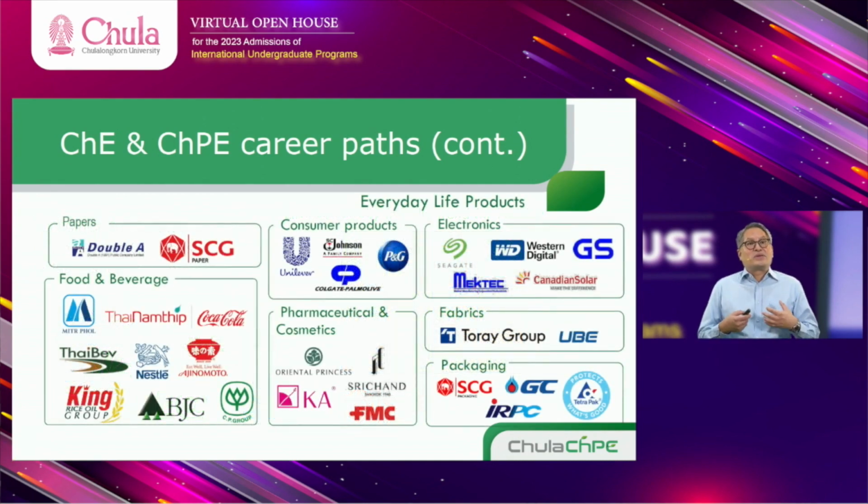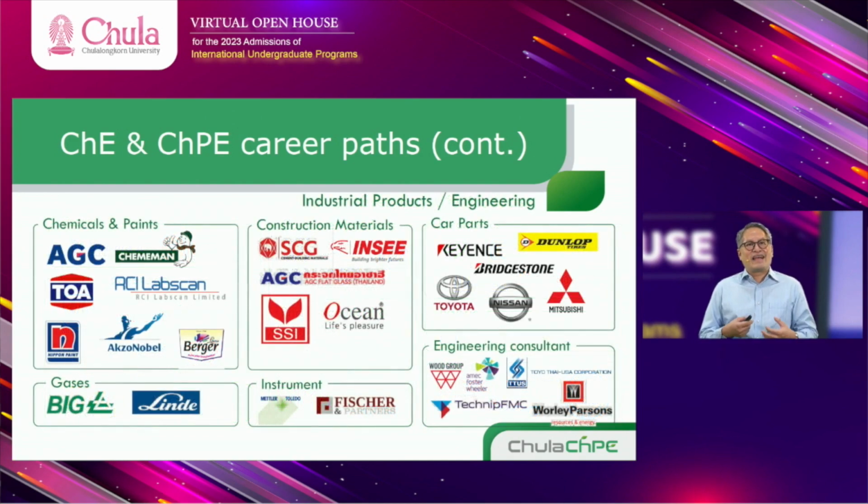But chemical engineering also works in various fields that you experience in everyday life, such as the paper industry, food and beverages, consumer products, pharmaceuticals and cosmetics, electronics, fabrics, and packaging. And that's not even all. So there's more. We can work in chemical plants, like the one that makes paints for the house, industrial gases, construction materials, or even car parts. So you can see that chemical engineering has a role in the products that we experience in everyday life. So it's such a vast career path for our CHPE graduates.